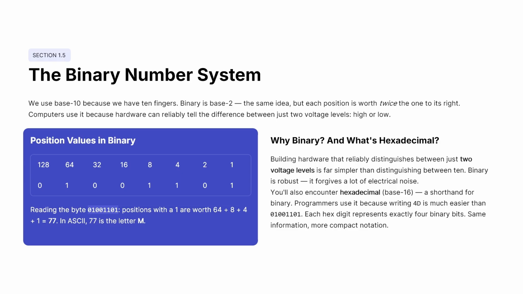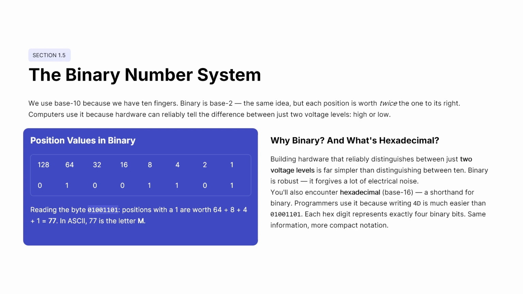Cool, right? Why do computers use binary instead of, say, base 10? Because it's physically easy to build. Designing hardware that reliably tells the difference between just 2 voltage levels, high or low, is way simpler than building hardware to distinguish between 10. Binary is robust. It forgives a lot of electrical noise.